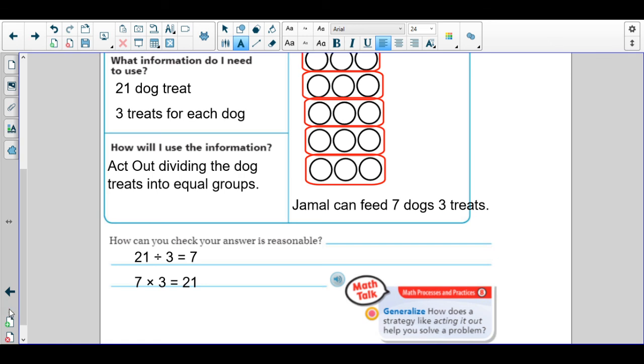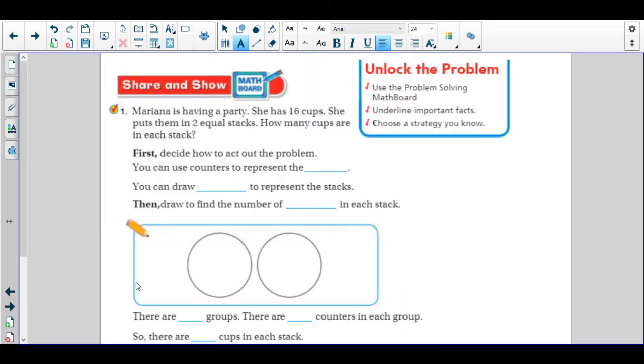All right, let's go ahead and get ready to do the show and share. You know the drill. Pause it, work the problems, unpause it, and we'll see how you did. I'm sure you did fantastic.